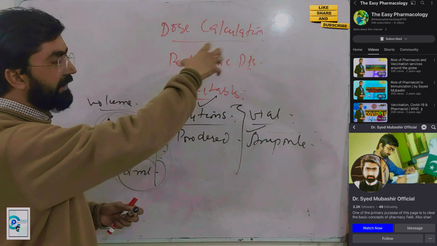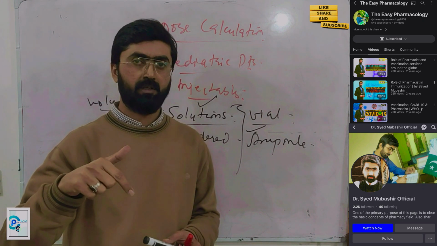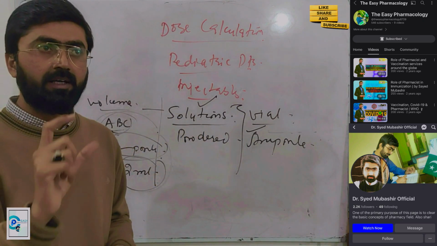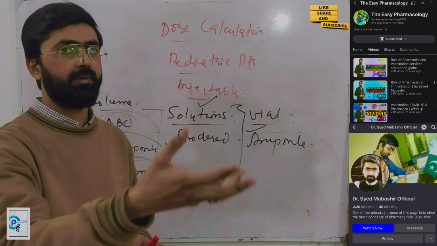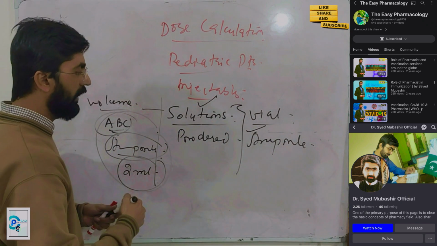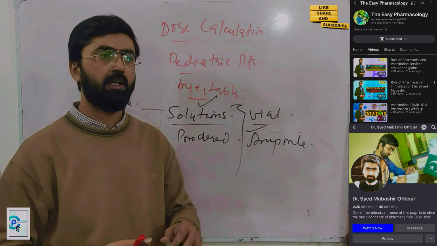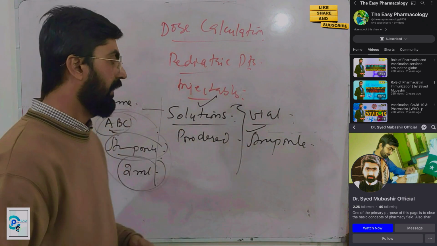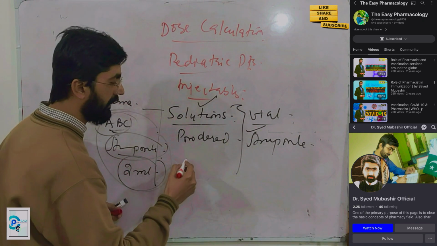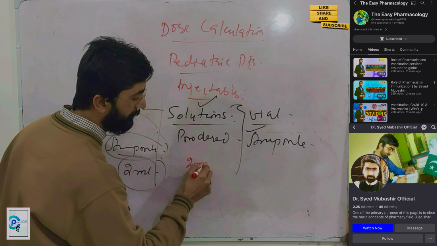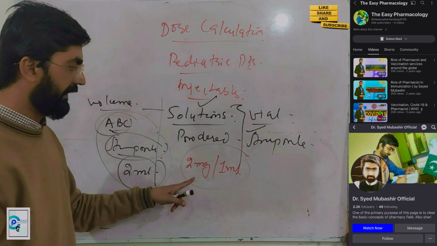For today's content, the important point is the strength. You should know what strength is mentioned on a specific container, a specific vial or ampoule. From your experience, you might have seen that the label of the container says, let's suppose, 2 milligram per 1 ml. This is what strength is.